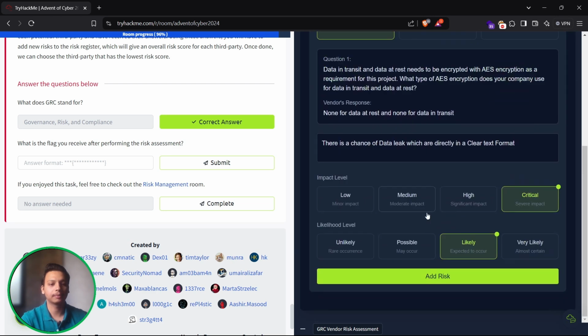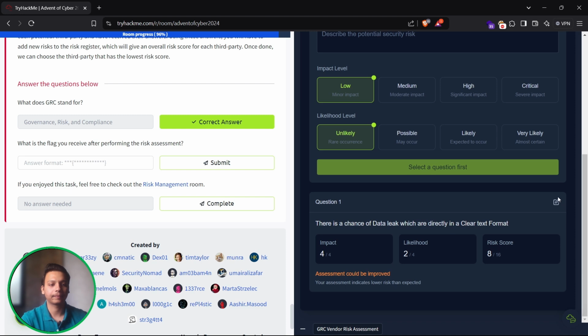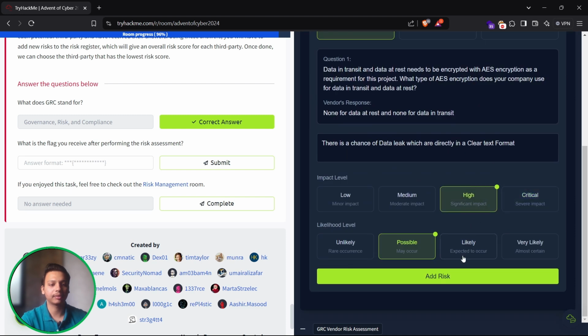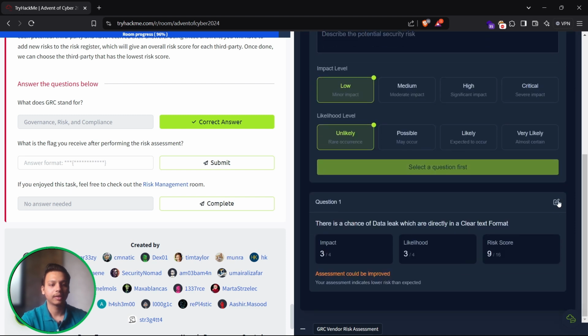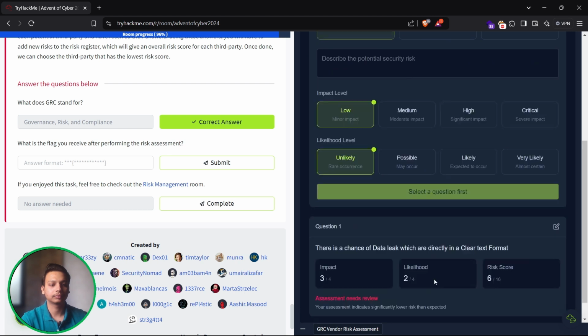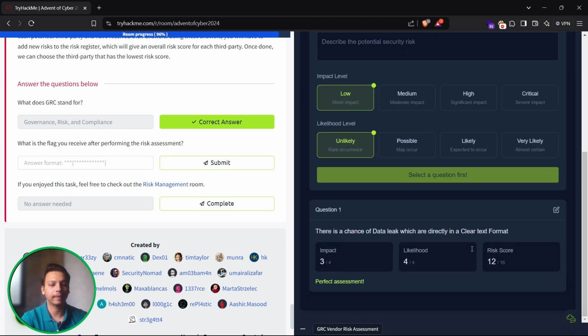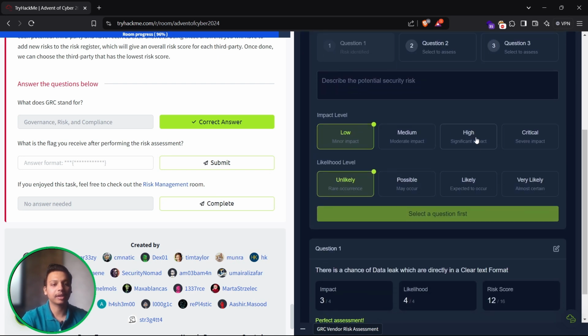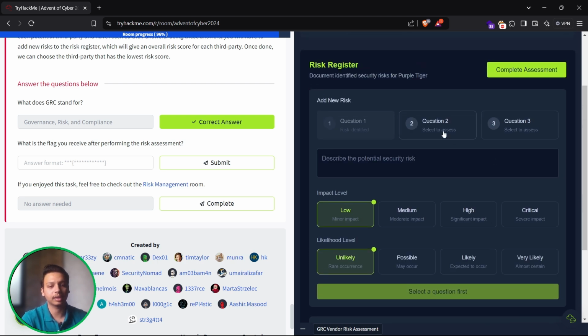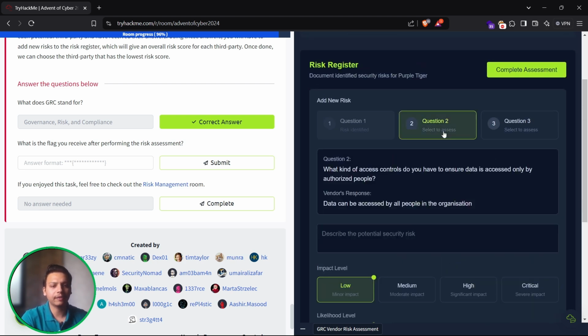Expected to occur, no. Possible risk, okay, I guess I have to change it to likely, and this, okay, I have to check it this way. Yep, okay. So it was a very high significant impact, and there is a possibility of very likely for this criteria. So what kind of access control?